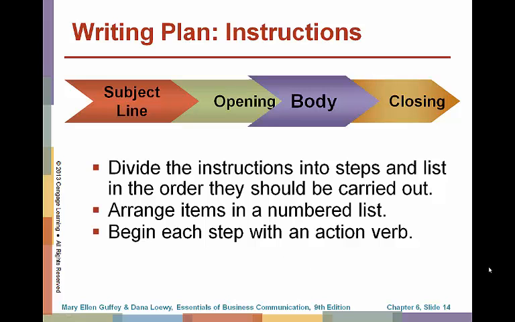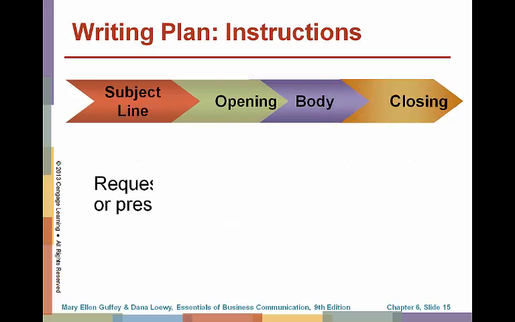Okay, and divide the instructions into steps and list in the order that they should be carried out. Arrange items in a numbered list. Numbered lists and bulleted lists are great. They really help with people who are reading down. You're like, why should I care about this? Oh, hey, look at that. So they are able to see things, and that pops to them more than if it was in a paragraph. And then begin each step with an action verb if possible. So begin those bullets with verbs rather than full sentences.